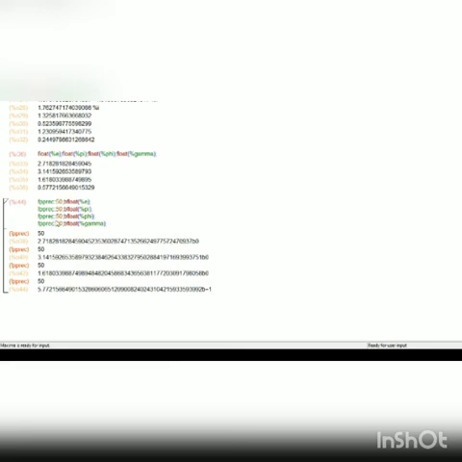Like this, while writing the program, depending on your requirement, you can use these commands. We'll continue in the next class with the next program. Thank you.